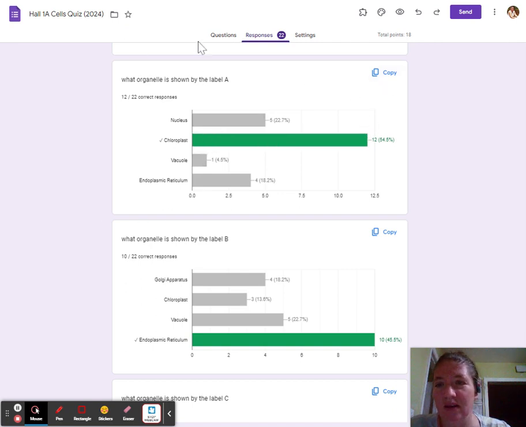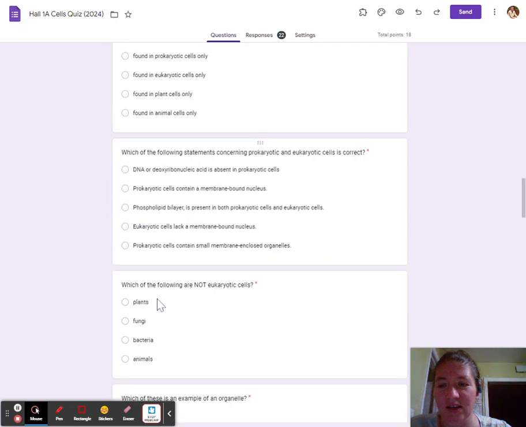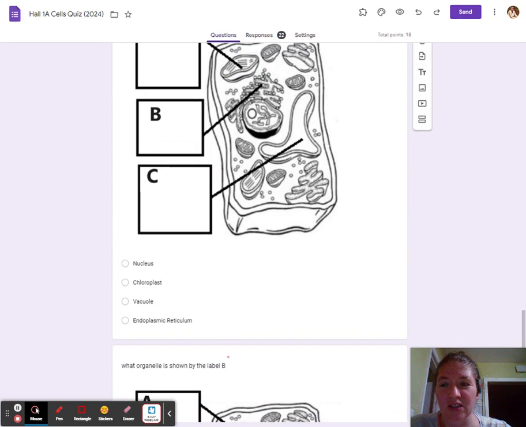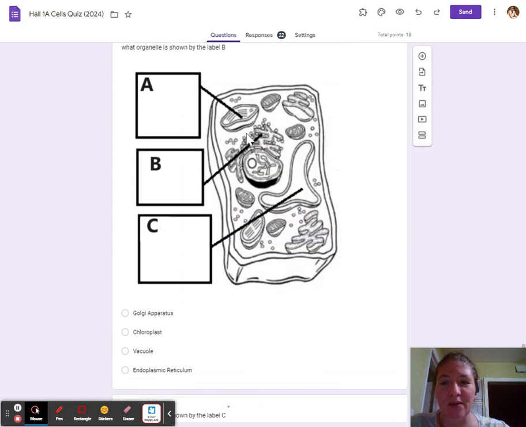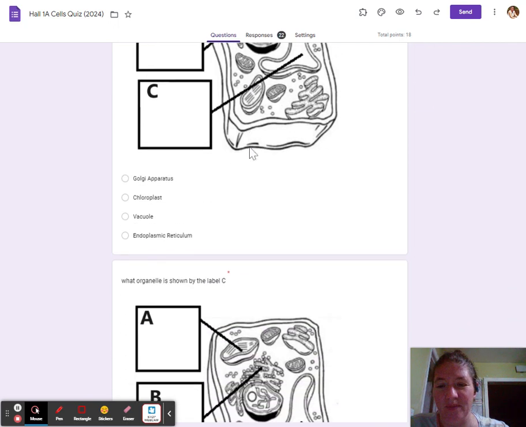Let me actually jump back over to my questions here. So if we look at these pictures, A is our chloroplast. So the nucleus would be the circle here in the center. The vacuole is actually highlighted here by C, and our endoplasmic reticulum is what is highlighted by B. So A was our chloroplast. Label B was that endoplasmic reticulum. Our Golgi would be the bubbles down here in the corner. A was our chloroplast, the vacuole was C, and then the endoplasmic reticulum again was the correct answer there.